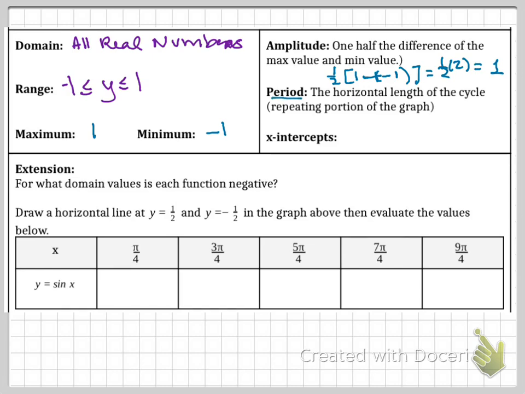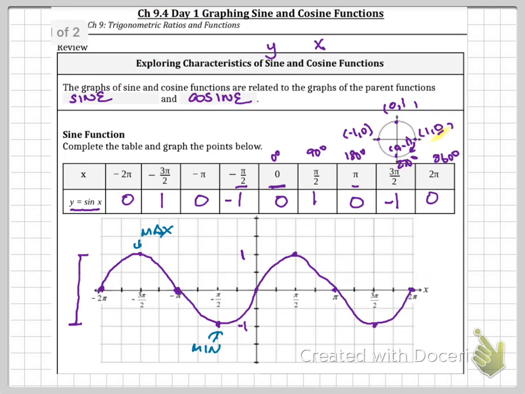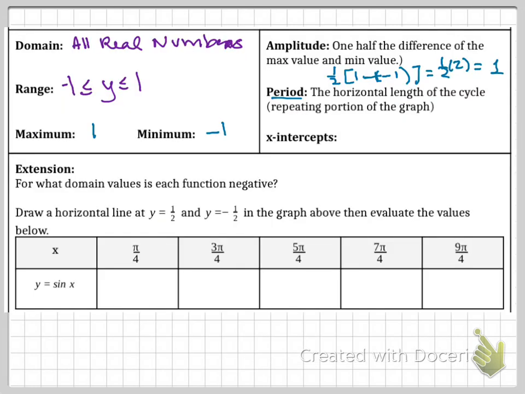The period. Period is the horizontal length of the cycle. It's a repeating portion of the graph. And what we're going to say is 1 period is this period here. So it repeats, right? It goes up, down, down, and then up. And notice that it repeats on the left side, and it would keep on going if we continued on to the right. So that period is 2 pi.